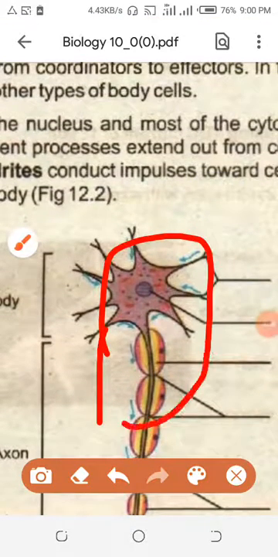The structure of the neuron, I will start from here, because that is the cell body. But first of all I just wanted to explain that the neuron is the structural and functional unit of the nervous system. Structural unit means in the nervous system, whether it is the CNS or the PNS, the peripheral nervous system, all parts of the nervous system, whether the brain or the spinal cord, all parts of the nervous system consist of neurons.